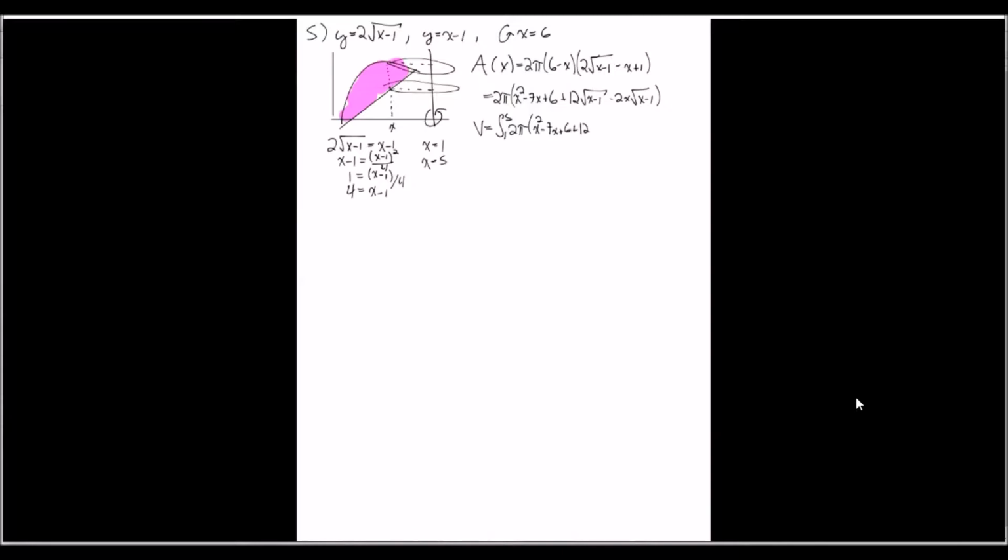So our x squared minus 7x plus 6 plus 12 radical x minus 1 minus this 2x radical x minus 1 dx. So the first few terms are polynomials. So those are pretty easy, right? So looking specifically at this term here and this term here, those are going to be a little bit trickier.